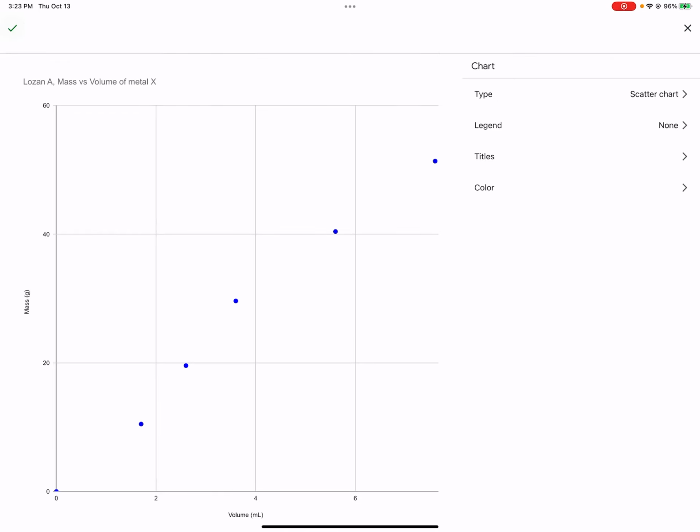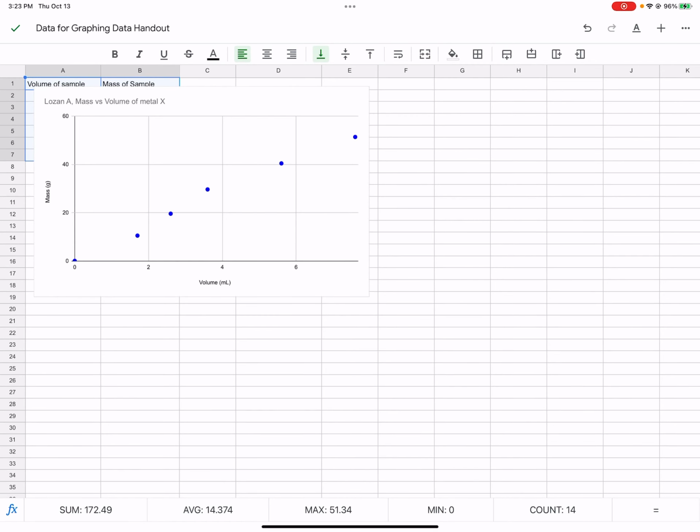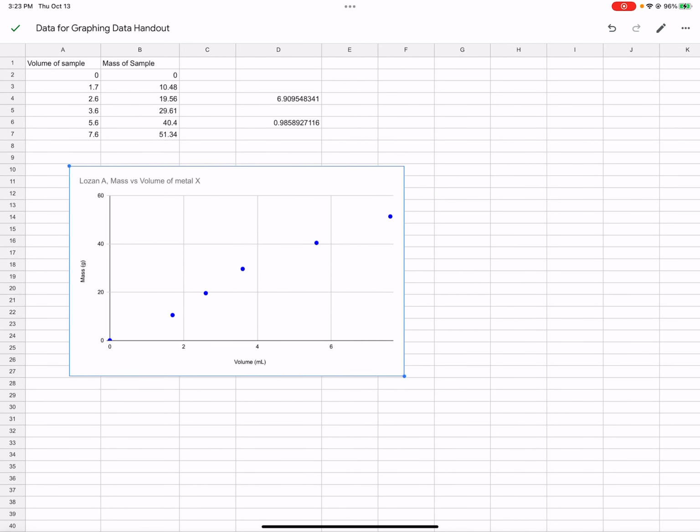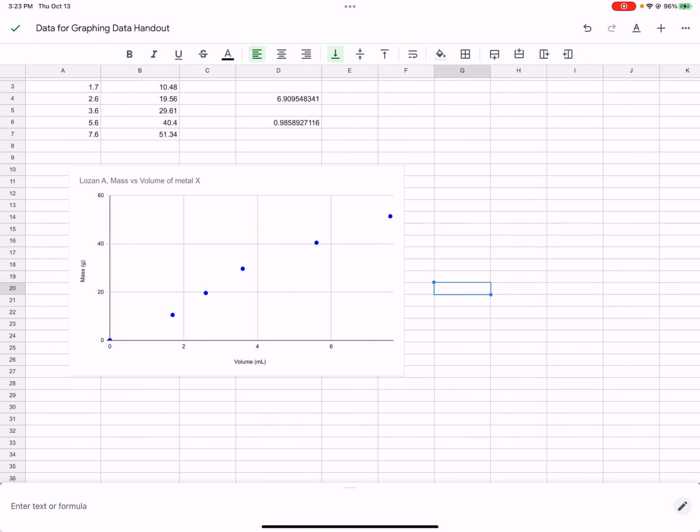What we need to do now is do some more work on it. If I press the check button, then it puts the graph right in the middle of my spreadsheet, and I can move it around to see it. And once I go to a computer, I can add the equation and the trend line and the R squared in. Those are the three things that you need in order to get full credit for this graph. So you do need to do those on a computer.